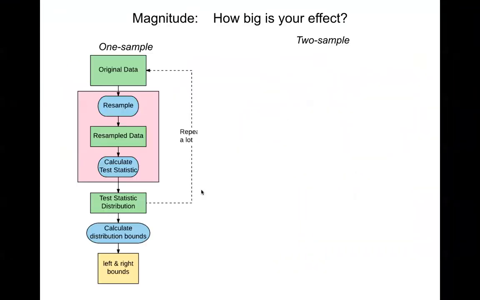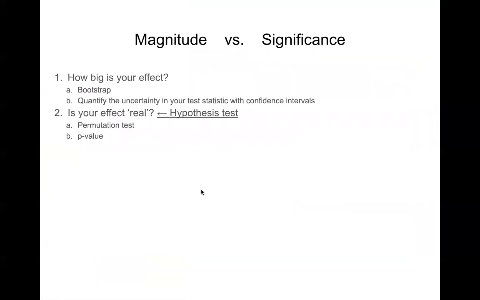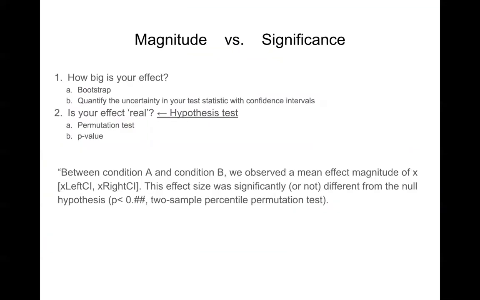So I think we're going to skip this because there are more interesting things to say, but this was the summary, and this is how you put it in a paper. Between condition A, we observed a ratiometric magnitude, a ratio of the medians, a median effect magnitude of 17% or whatever it was. Just say what you did. This is what I measured. Here's the size of it. Here's how sure I am. This was significantly different from the null hypothesis at this level. So you do both the bootstrap and the permutation test.